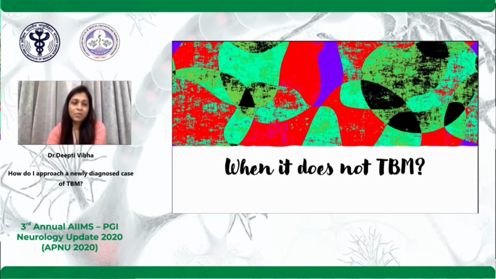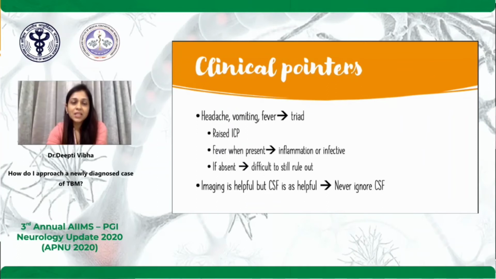And there was a flavor of COVID, of course, there. And then when do we clearly think that it is not TBM? Now, the important thing is that we should know that although raised ICP is characterized by a triad of headache and vomiting, fever when present could also be because of inflammation, can also be because of infection. And if it is absent, it is still difficult to rule out the diagnosis of meningitis.